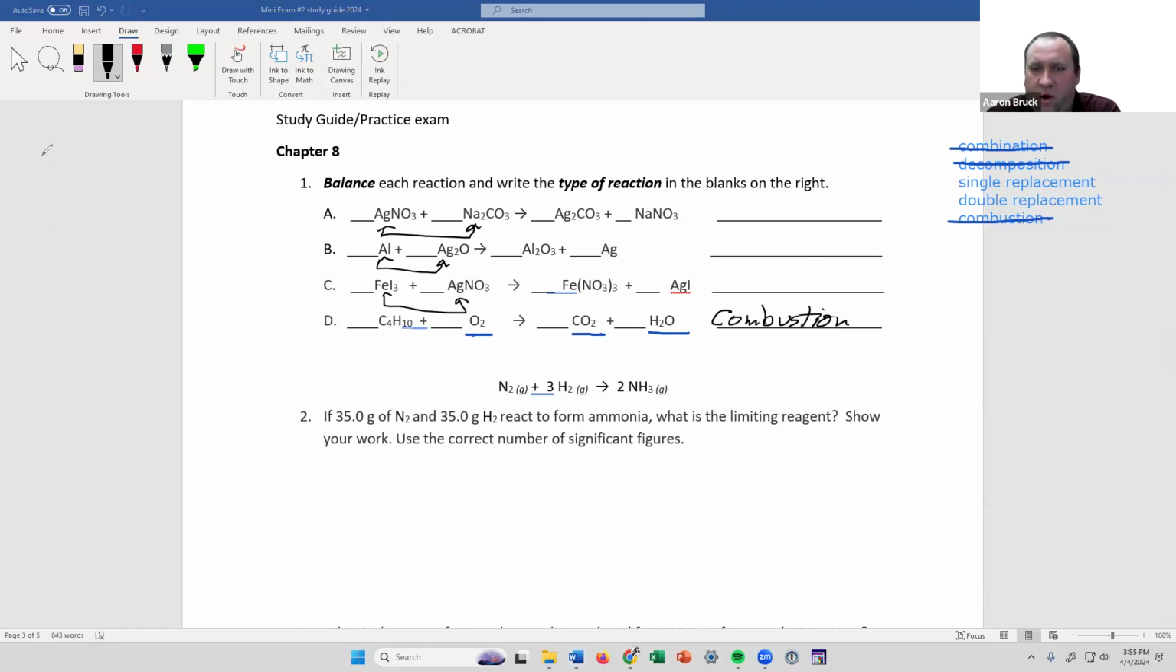Now it just becomes a matter of which of these are single replacement and which are double replacement. And remember the difference. In single replacement reactions, I have one compound on each side of the equation. In double replacement reactions, I have two compounds on each side of the reaction. That's the single and the double part. So in letter A, I have a silver nitrate compound, so that's one, and a sodium carbonate compound, that's two. Two compounds, we're talking about double replacement.